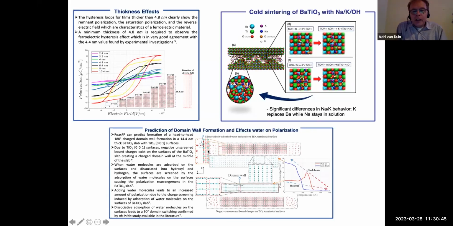Another important thing is that we can look at how surface chemistry can affect domain wall formation. Here, for example, we simulate how water reactions on the barium titanate surface affect the migration of domain walls and as such affect the ferroelectric response. That feedback between surface chemistry and domain wall motion is pretty unique for a reactive-FF simulation.